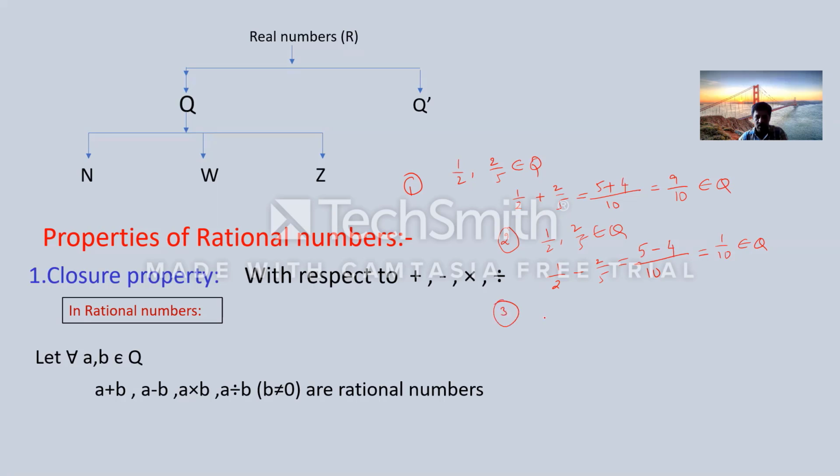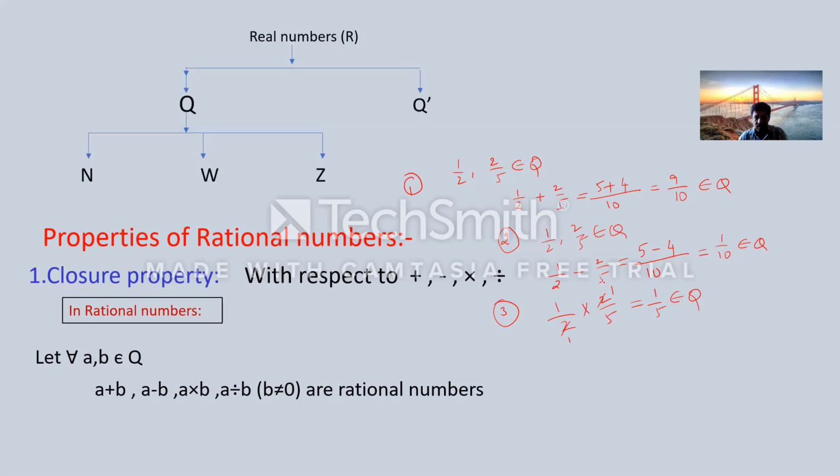Now the third one. That means we will check with respect to multiplication. Now 1/2 into 2/5. Here numerator and denominator both are same, so we can cancel one time. Now the result is 1/5, which is a rational number. So rational numbers are closed under multiplication.